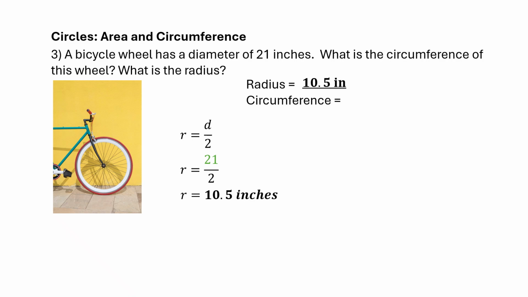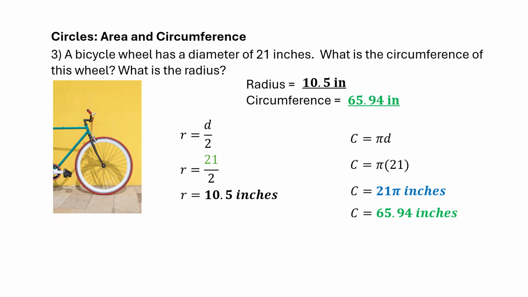Circumference. You can do this two different ways. You can either use the circumference formula with the radius or the circumference formula with the diameter. I'm going to stick to the diameter because that's what we were given originally. C equals pi times 21, and when I work it out, it's 21 pi or 65.94 inches. Let's move on.